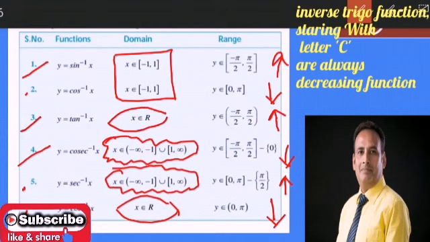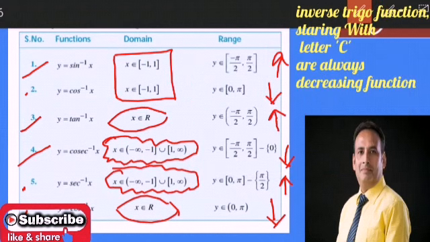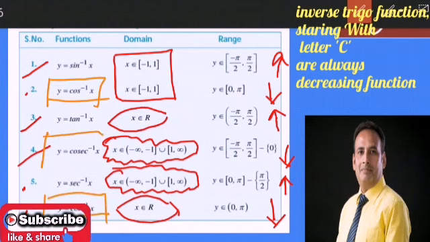So how will you memorize increasing and decreasing? Let me change the color. All the inverse trigonometric functions which start with the letter C, that is cos inverse x, cot inverse x, and cosec inverse x, these are the decreasing functions. Once again, let me mark here. These are the decreasing functions, and the rest three functions are increasing.